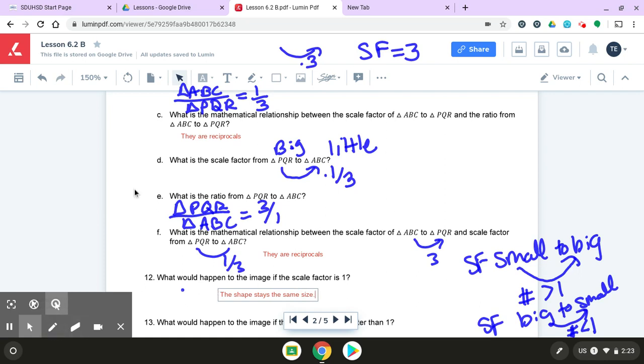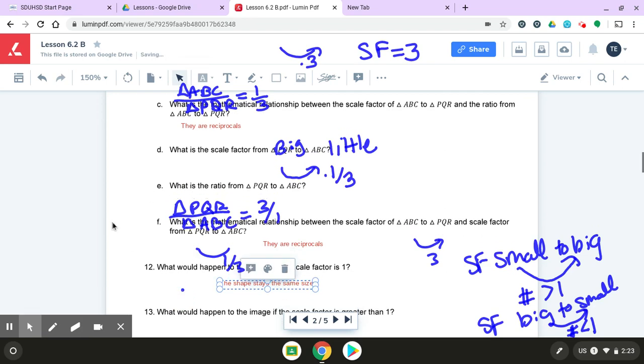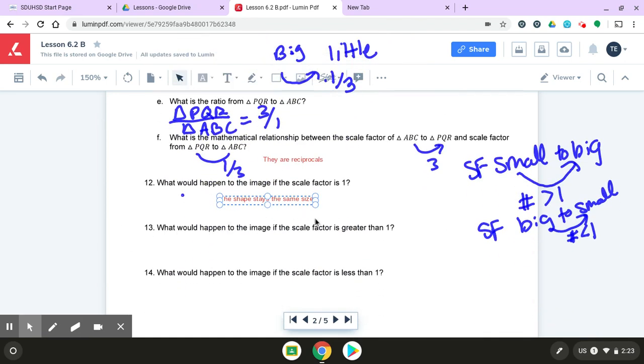All right, moving down. What would happen if the image of the scale factor is bigger than 1? So that's when your shape is getting larger. So the shape goes from small to big. What would happen if the image is less than 1? Well, that's opposite. The shape goes from big to small.